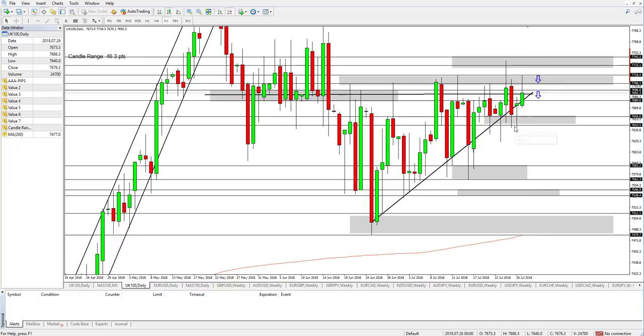Now down below, key support 7656, 7643 right here. If we're breaking down below this level, then yeah, looking for that potential bearish continuation. Very likely we're coming down to at least this sort of 7610 to 7600 level.